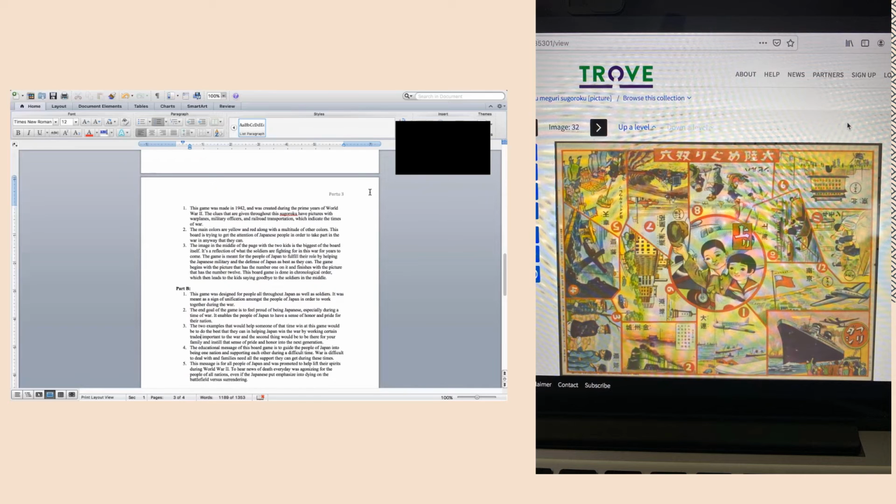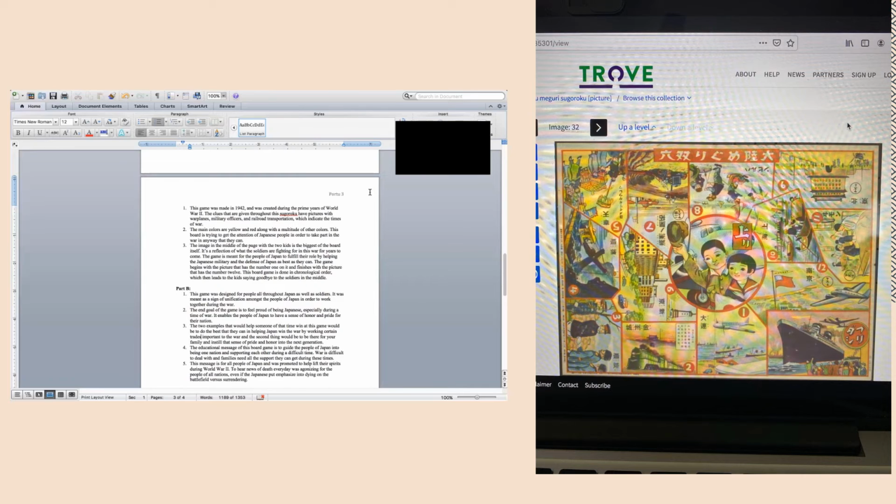The image in the middle of the page with the two kids is the biggest of the board itself. It's a reflection of what the soldiers are fighting for in this war for years to come. The game is meant for the people of Japan to fulfill their role by helping the Japanese military and the defense of Japan as best as they can.